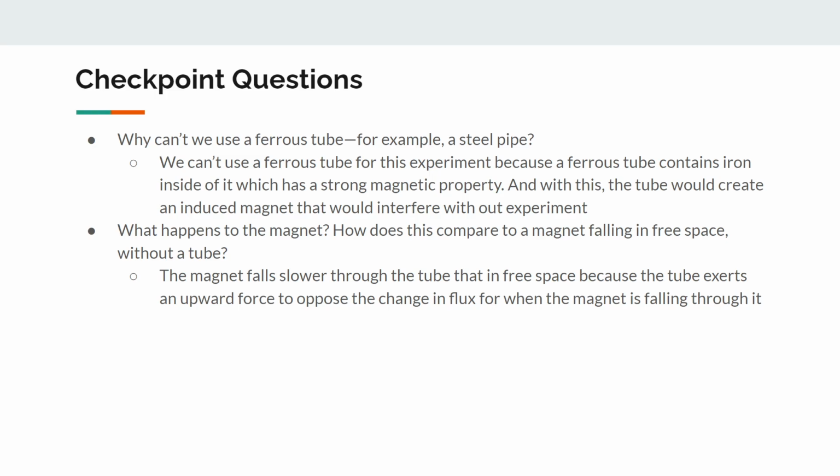For the checkpoint questions, why can't we use a ferrous tube, for example, like a steel pipe? We can't use a ferrous tube for this experiment because a ferrous tube contains iron inside of it, which has a strong magnetic property, and this would make the tube create an induced magnet, and that would interfere with our experiment.